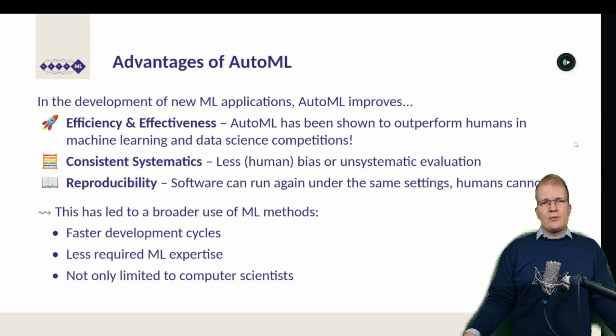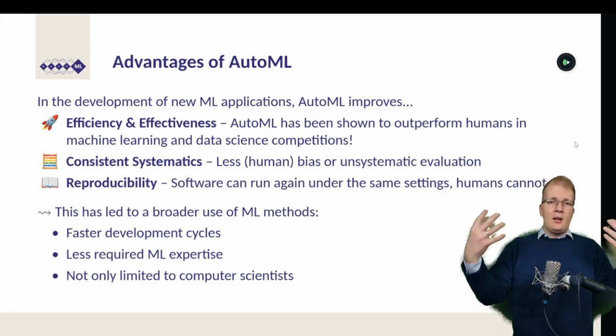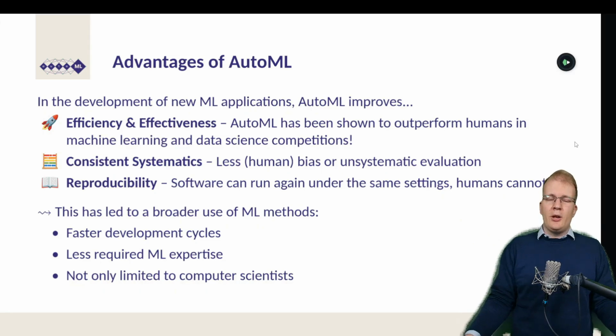This has led to broader use of machine learning models. It means faster development cycles, so we are faster, for example, to come up with a prototype. We require less machine learning expertise to actually do projects. We can go far beyond, for example, computer scientists. We can include more people. We can act more on our own to develop very nice machine learning and AI applications.